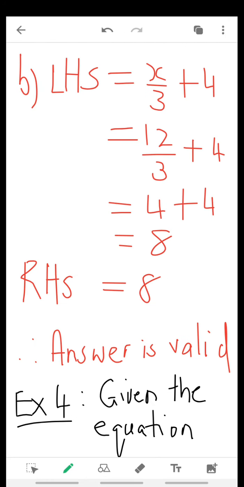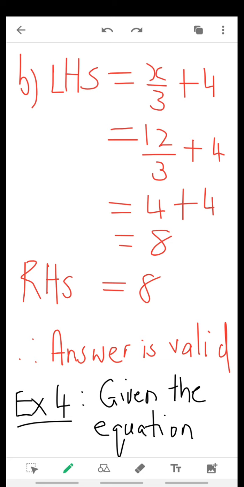Now, let us go to the checking part. Remember, when we check, we have to check both sides of the equation. So the left-hand side was x over 3 plus 4. Where there is x, we now put the value of x, which is 12. Then this will be equal to 8, the left-hand side. But remember, the right-hand side was already 8. So that means the left-hand side equals the right-hand side. And therefore, our answer is correct. The answer is valid. Okay?